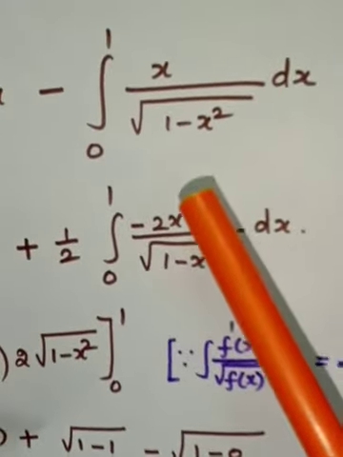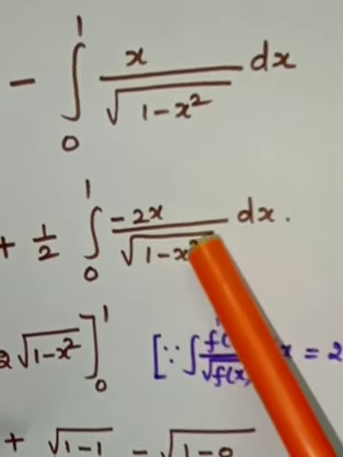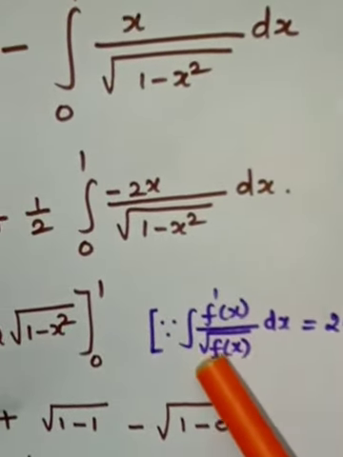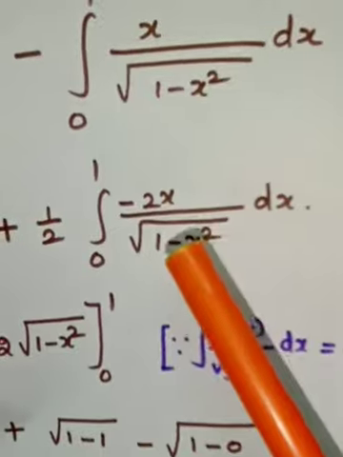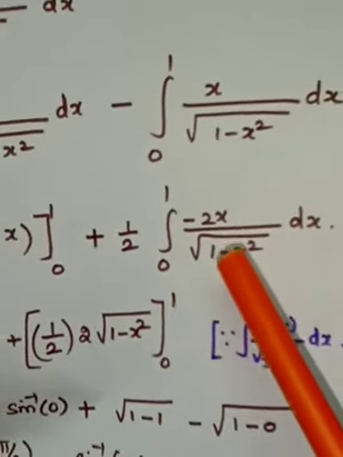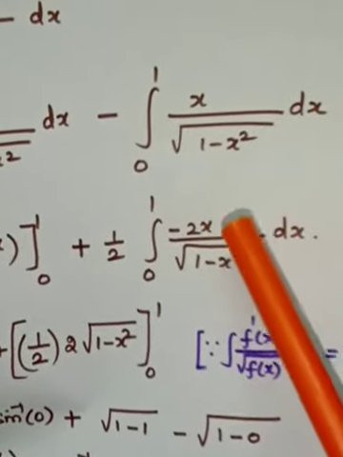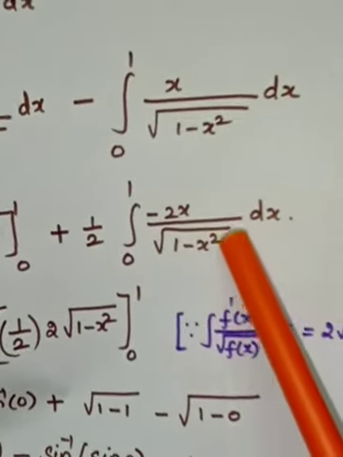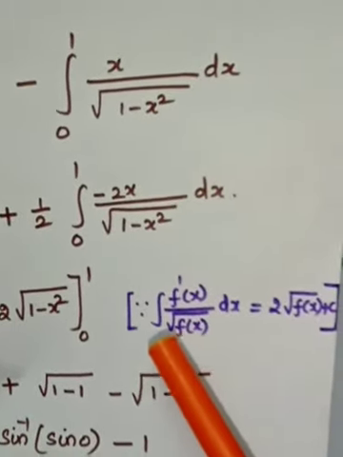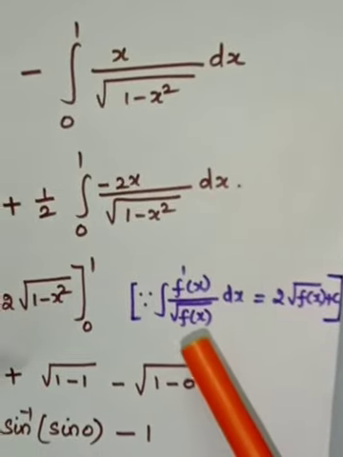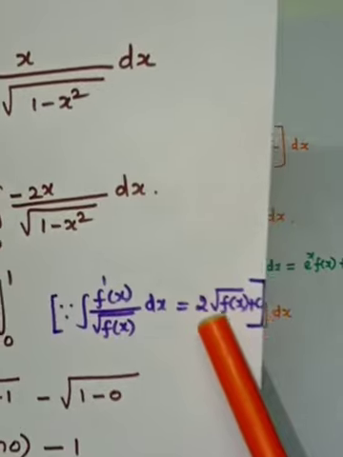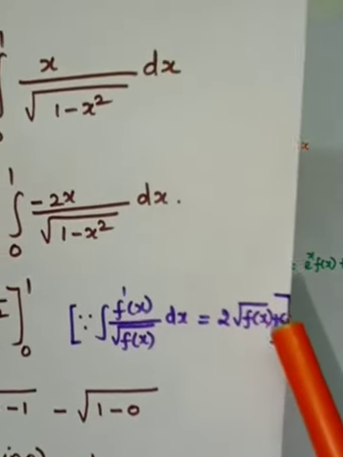Okay, you see that 1 minus x squared, this is your f of x, it is written within the square root. So, in the denominator, it is a square root of f of x. In the numerator, it is minus 2x, that is the differentiation of 1 minus x squared. So, it is in the form of integral f dash of x by square root of f of x into dx. So, the answer for the integration is 2 into square root of f of x plus c.